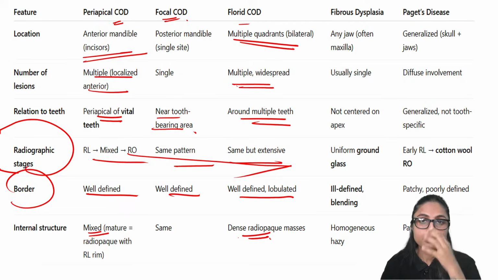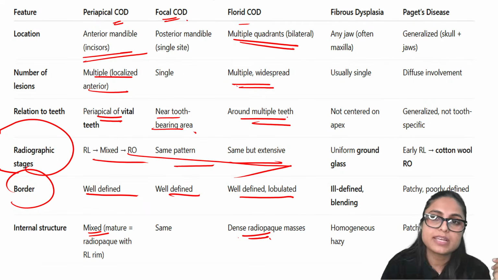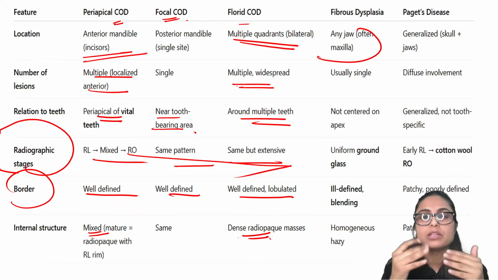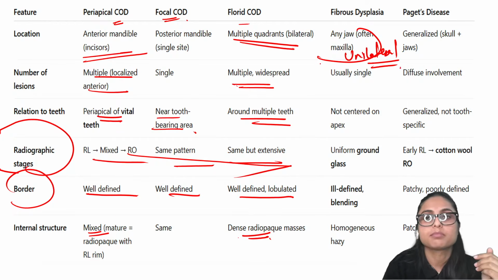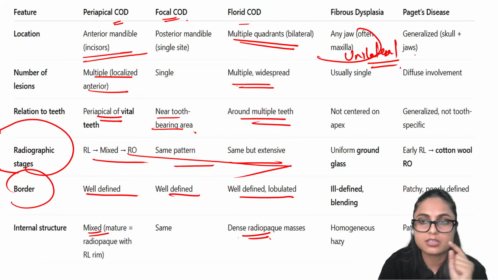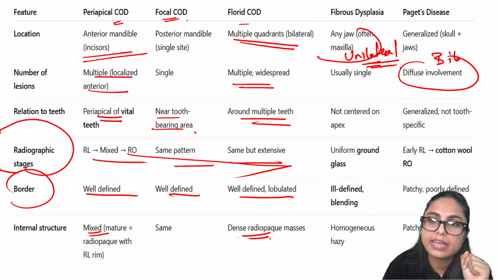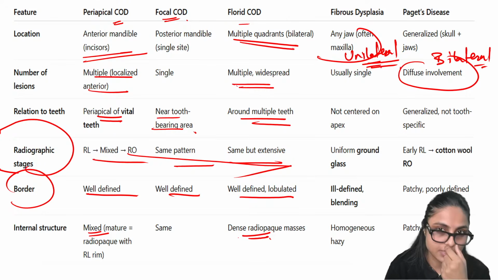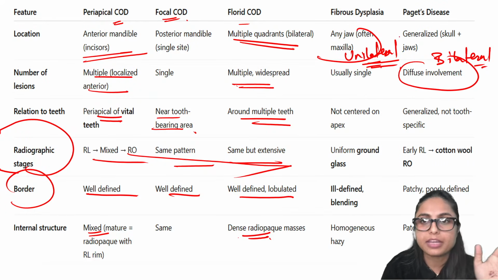Now we will talk about fibrous dysplasia and Paget's disease. Fibrous dysplasia: common location maxilla, unilateral involvement. This is an important differentiating point between fibrous dysplasia and Paget's disease. In Paget's disease you have diffuse involvement, that is bilateral. Bilaterally it is seen. The complete jaw, maxilla or mandible, is affected.